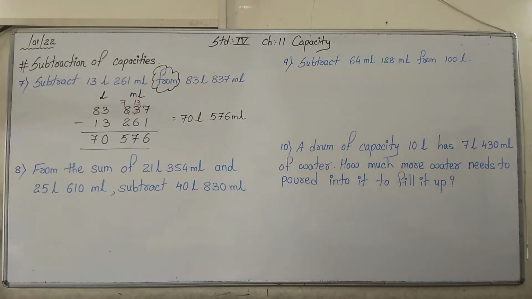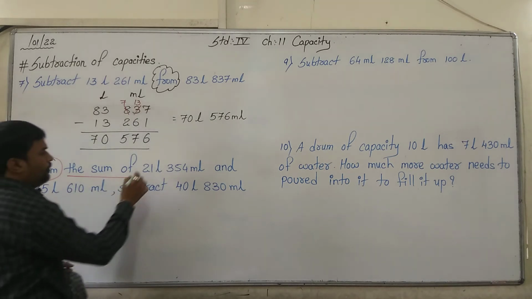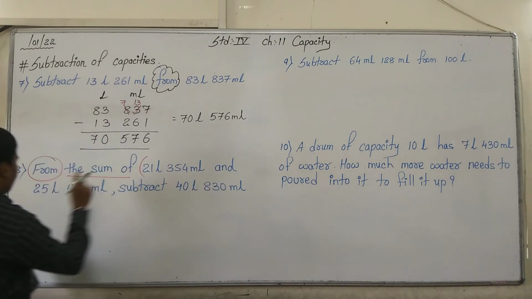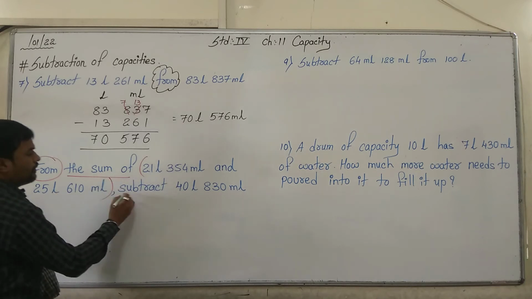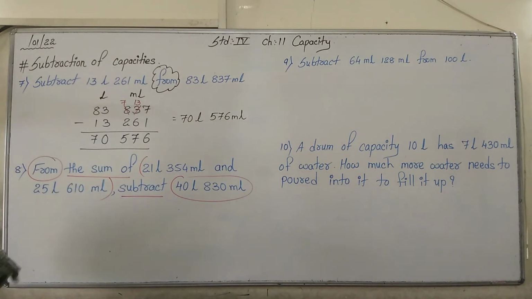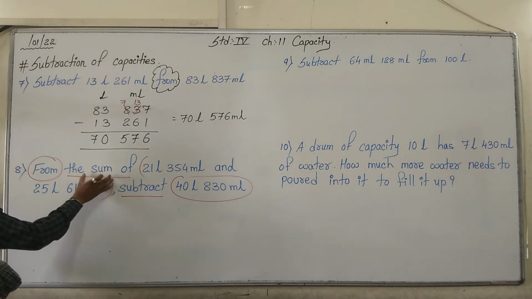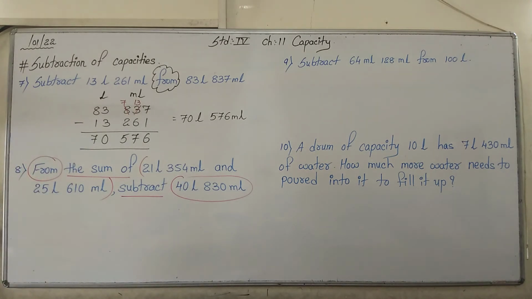How to solve that? Eighth one. From the sum of 21 liter 354 ml and 25 liter 610 ml, subtract this quantity. Means what? First we will find the sum of this bracket. First we have to sum the capacities, and from the answer we have to subtract the other number.